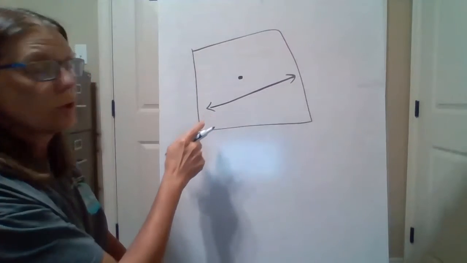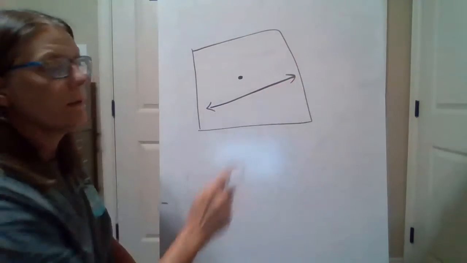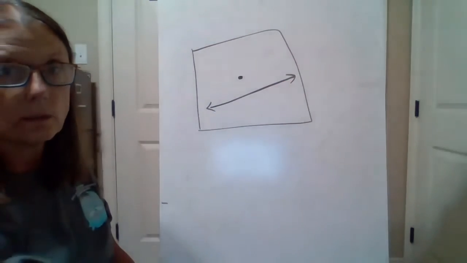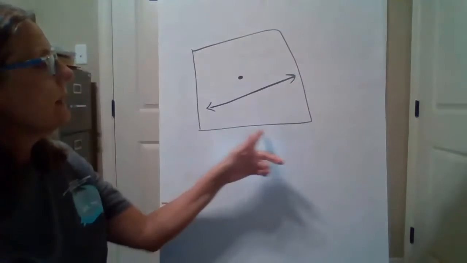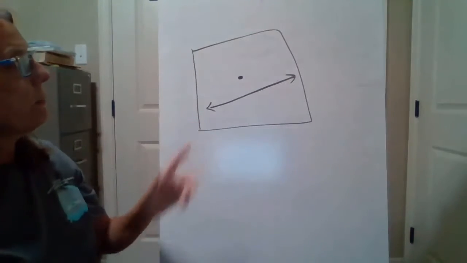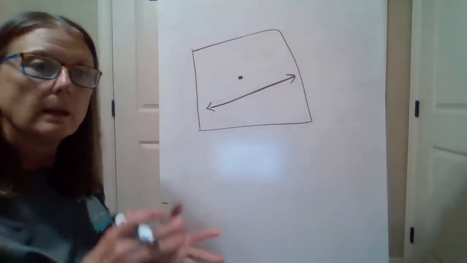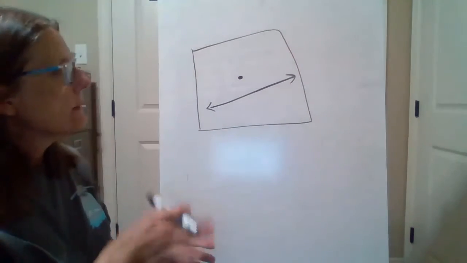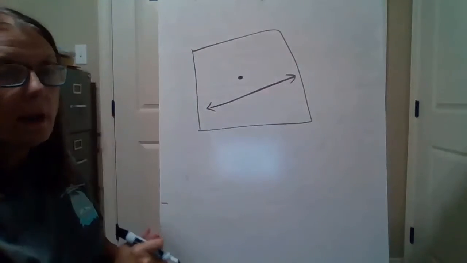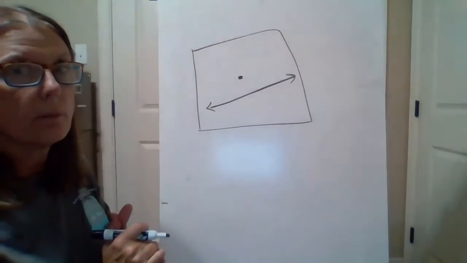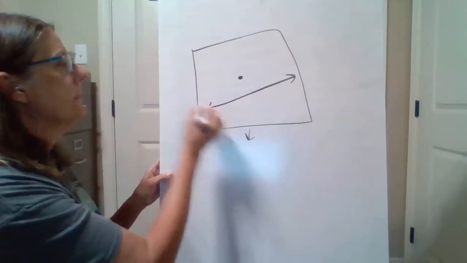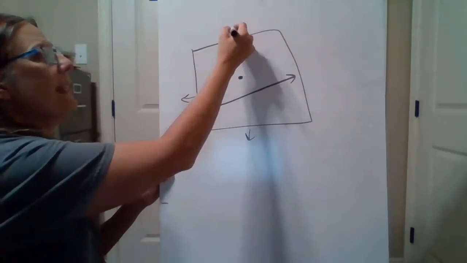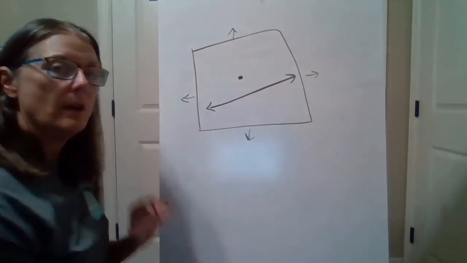So a line is straight and goes forever. That's why you put arrows on each end. And there can be points on that line. And then this is a plane. Everything lies in a plane. And the plane goes forever, by the way. It's not just a rectangular shape, but it's flat and it goes forever.